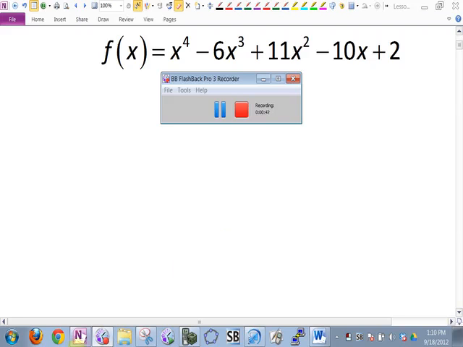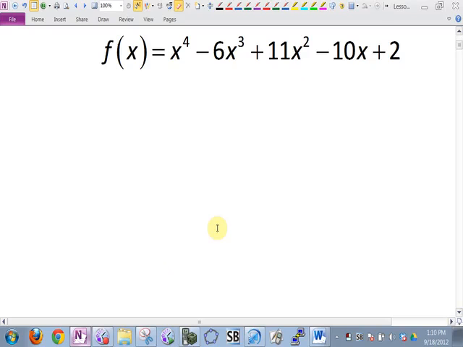Okay, x to the fourth minus 6x cubed plus 11x squared minus 10x plus 2. This is a very good problem, very special. All of the concepts pretty much that we have talked about go into this problem. So very, very complex. It'll make sense, but it's a pretty complex analysis we're going to do to this. How many zeros does this polynomial have? 4.